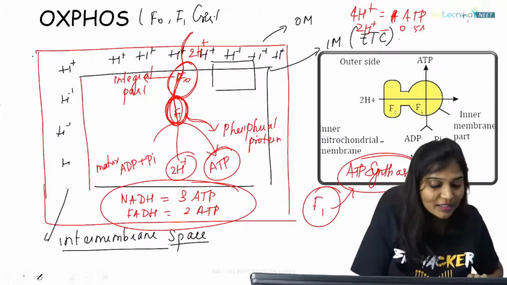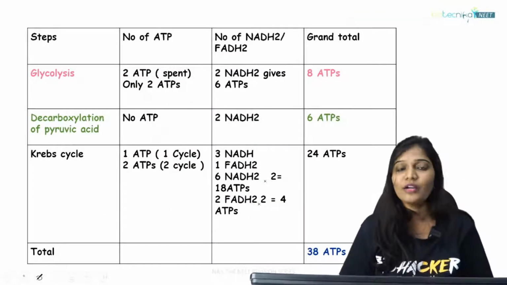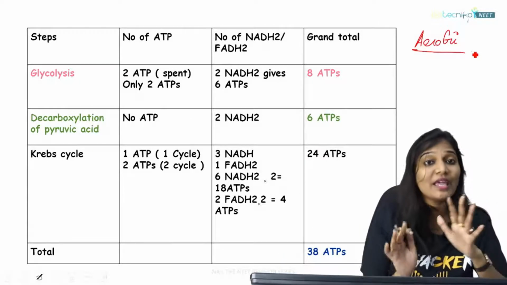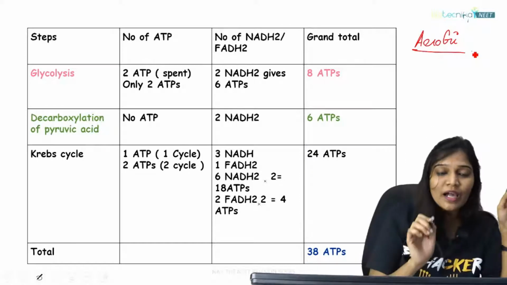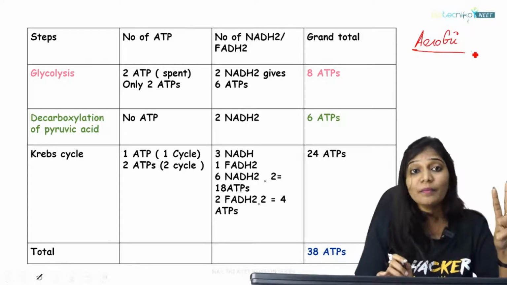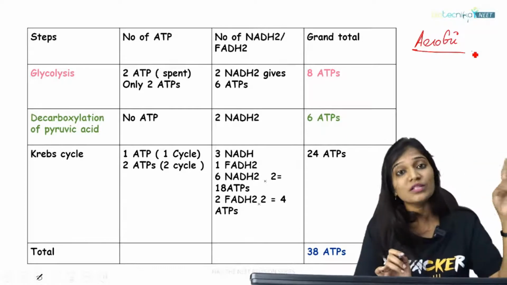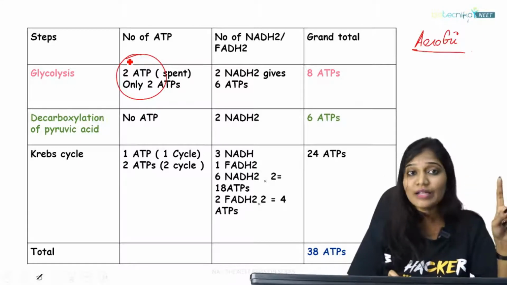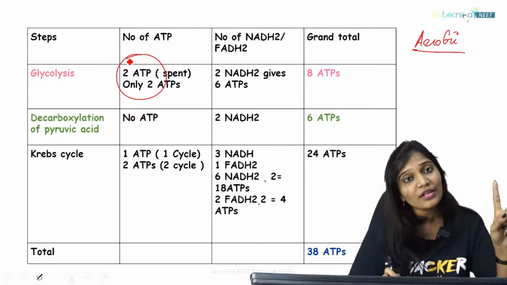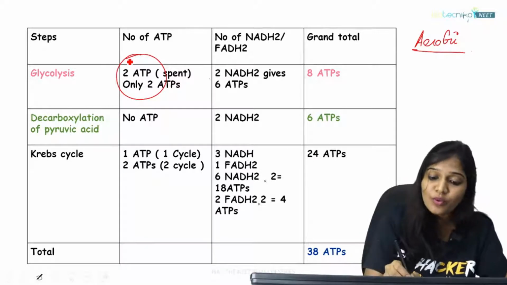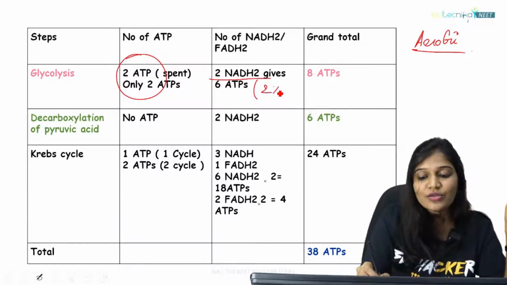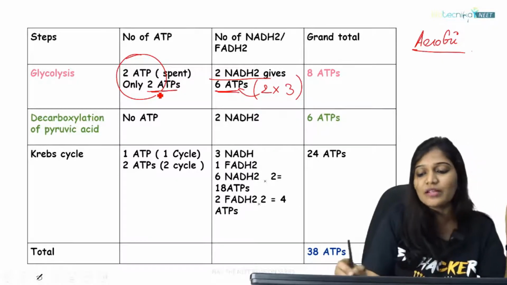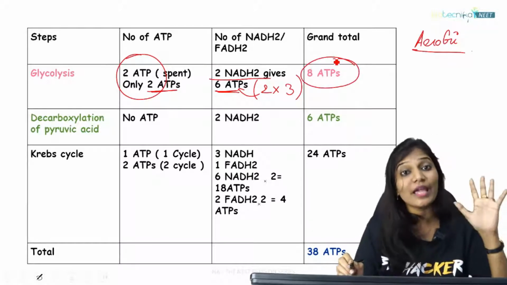Now we are going to do the complete calculation for aerobic respiration. Very important. This is the energy sheet which is given in your book. I told you in glycolysis, 4 ATPs are produced and 2 ATPs are used in the beginning. So 4 minus 2 is 2 ATPs. For one glyceraldehyde 3-phosphate, 1 NADH, and another NADH from dihydroxyacetone phosphate. So 2 NADH. One NADH gives 3 ATP, so that's 6 ATP. 6 and 2 makes 8 ATP. In glycolysis, you get 8 ATP.